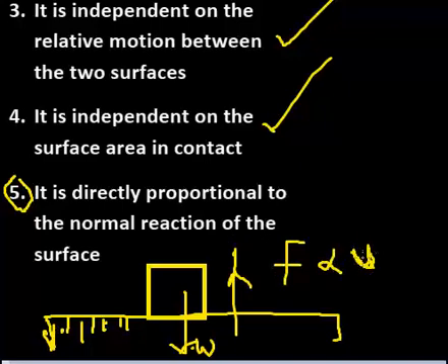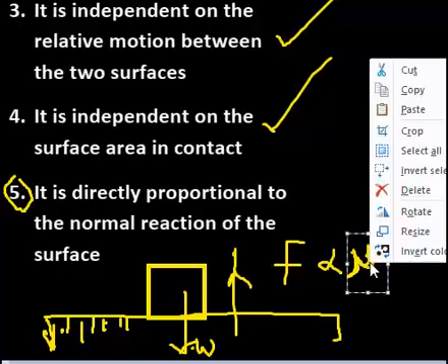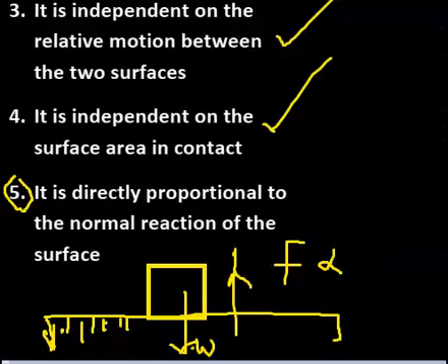It looks like U, but, sorry, please pardon me, I made a mistake. We use R to represent normal reaction. Normal reaction is simply normal to the surface.